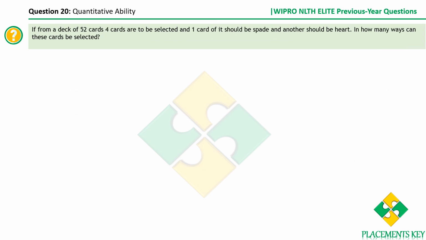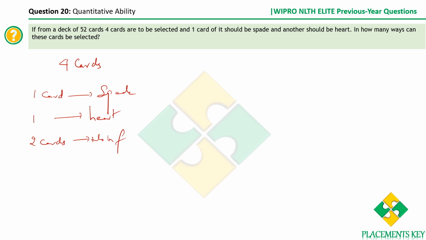Let me solve the last question in this particular lecture. If from a deck of 52 cards, we know that there are 52 cards in all, 4 cards are to be selected such that one card should be spade, and one should be heart. And for the remaining 2 cards, no information is given.